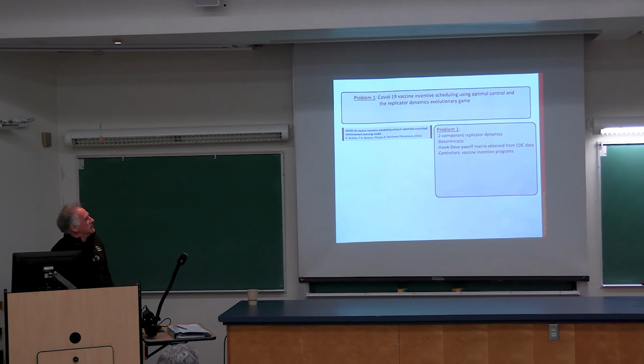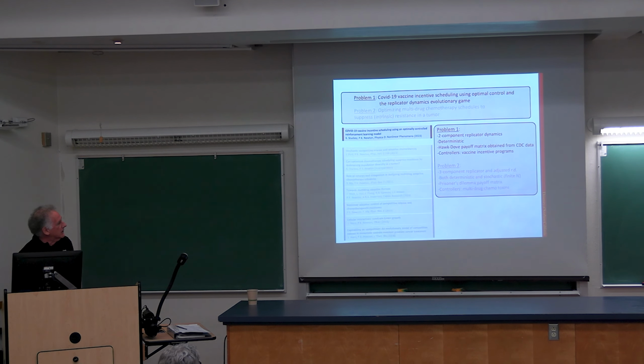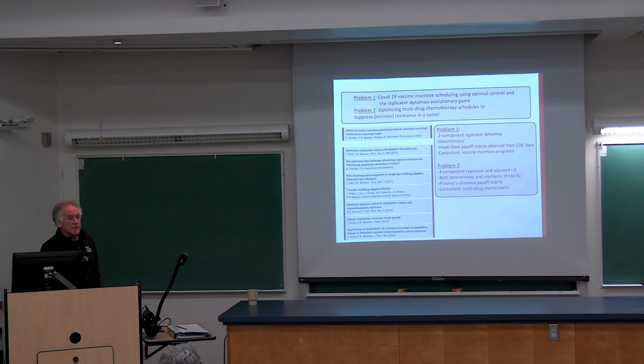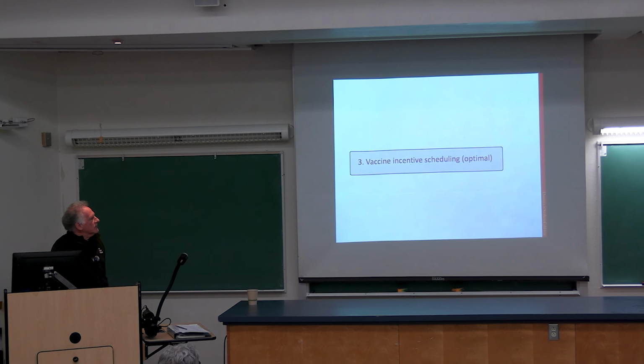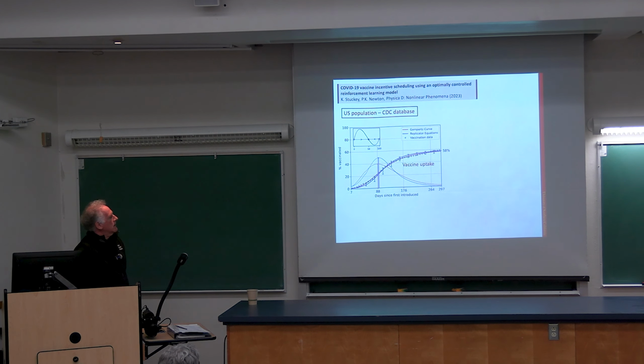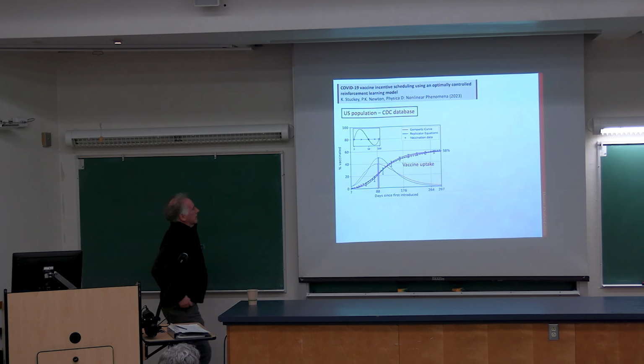Vaccine incentive scheduling using optimal control and the replicator dynamics. So Tina and I developed this problem, and I'll tell you briefly about it. Problem number 2 is our tumor cell population model. All right, so vaccine incentive scheduling. Okay, so here's the basic problem.